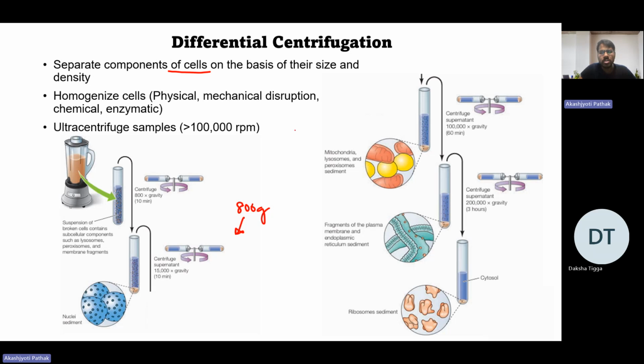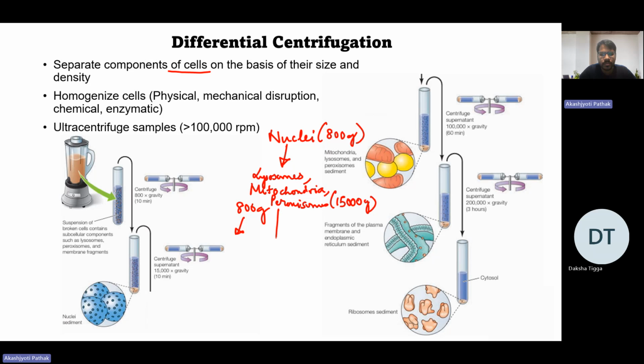So remember the order. The first component of the cell that you get is the nuclei. Nuclei you get when you spin at 800 G, followed by what? Followed by that, when you spin at 15,000 G, you get the lysosomes, the peroxisome, and the mitochondria. So remember the order. These types of questions can come in your exam. Mitochondria and peroxisome: at which RPM do you get these components? At 15,000 G.